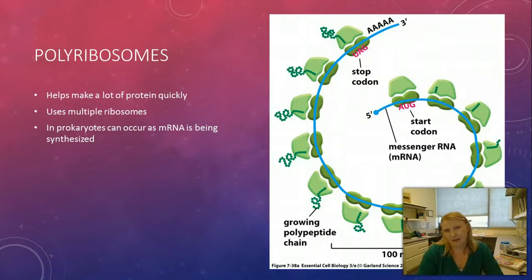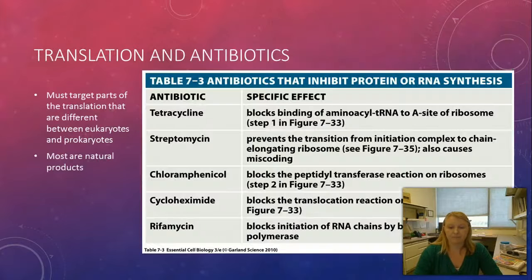And this makes sense that it can happen that way because prokaryotes don't have a nucleus. So the mRNA is being synthesized right where the ribosomes are as well, as opposed to the eukaryote, where it has to be processed and moved out of the nucleus before the ribosomes can do that.